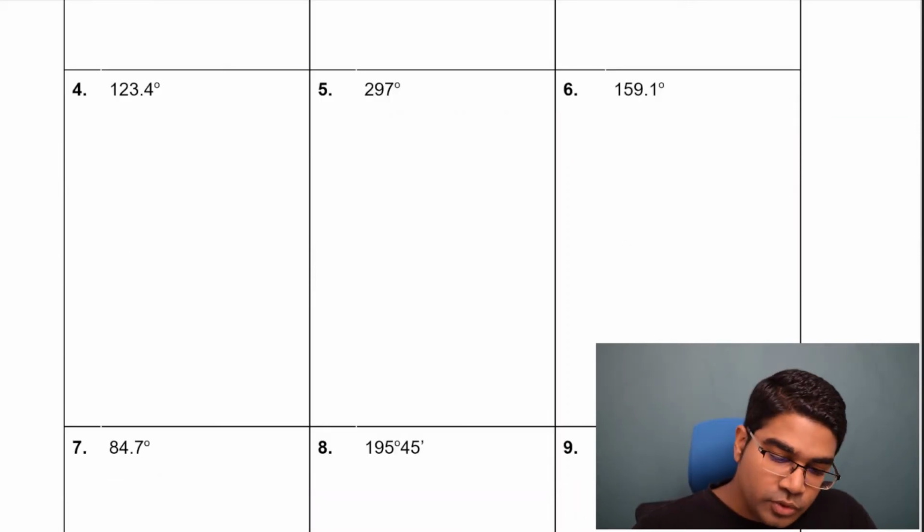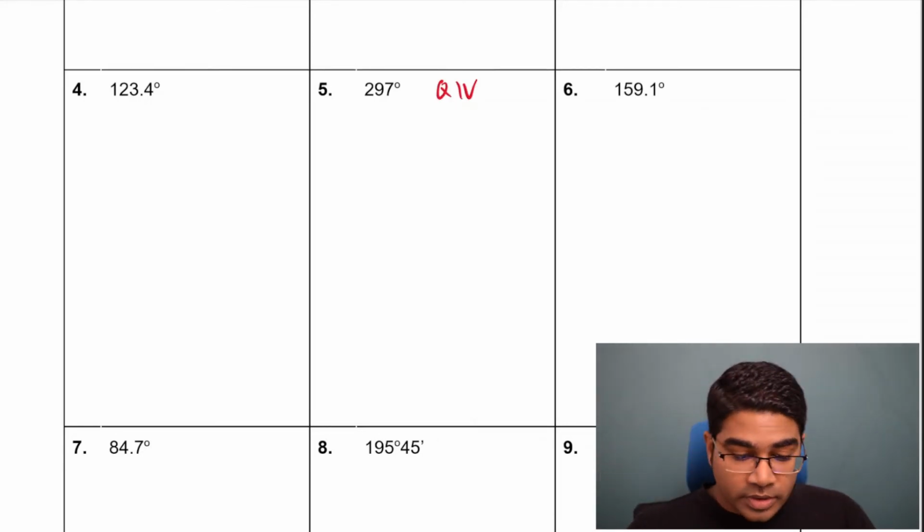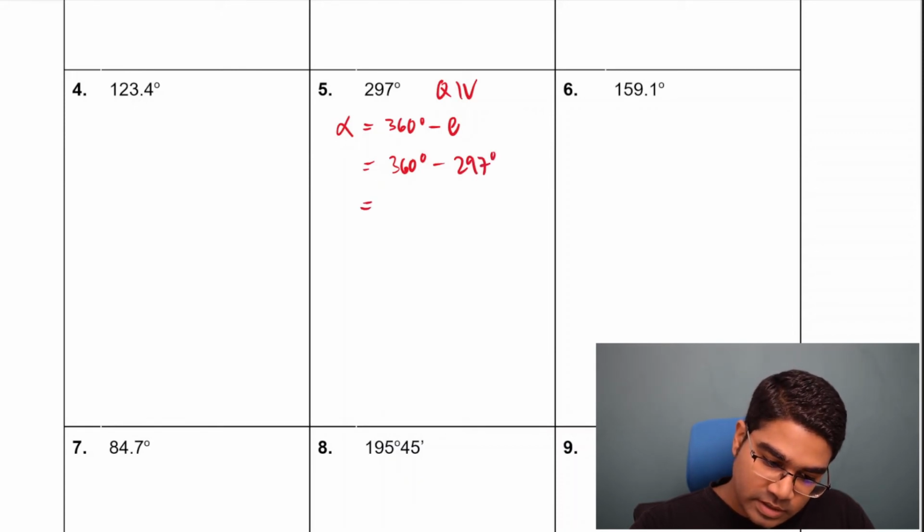Let's try number 5. 297 is in the fourth quadrant because it is between 270 and 360. In the fourth quadrant, alpha will be equal to 360 degrees minus theta. So this is equal to 360 degrees minus 297 degrees, and we get 63 degrees. Now that we know how to find alpha, let's relate it to the trigonometric function. So let's find the trigonometric function of alpha based on the trigonometric function of theta.